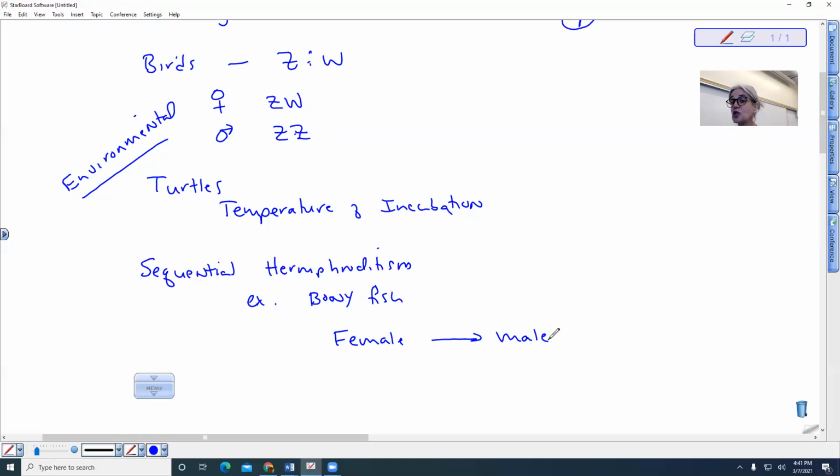And so being able to change: hermaphrodism, you remember, is both, but sequential means that they're either male or female depending upon their environment. So that is a strategy, a reproductive strategy that is important in some species.